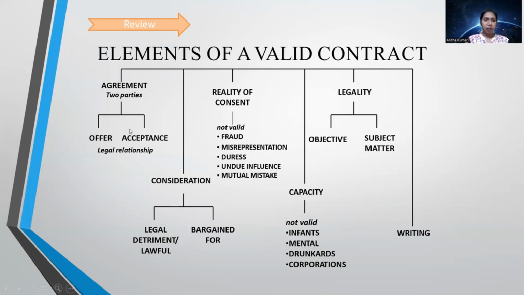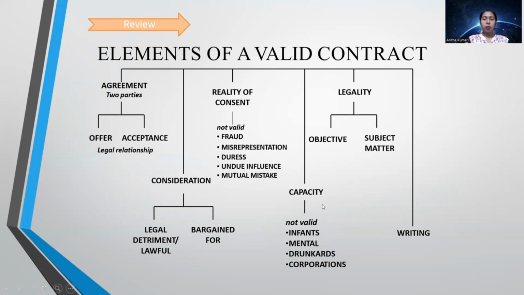So an agreement is between two parties. Agreement, in the sense, considers the legal relationship. Whereas consideration is legal, detrimental, lawful, and bargained for. Whereas consent sometimes becomes not valid when there is fraud, misrepresentation, undue influence, and mutual mistake. Whereas legality can be classified into two: objective and subject matter, and writing.